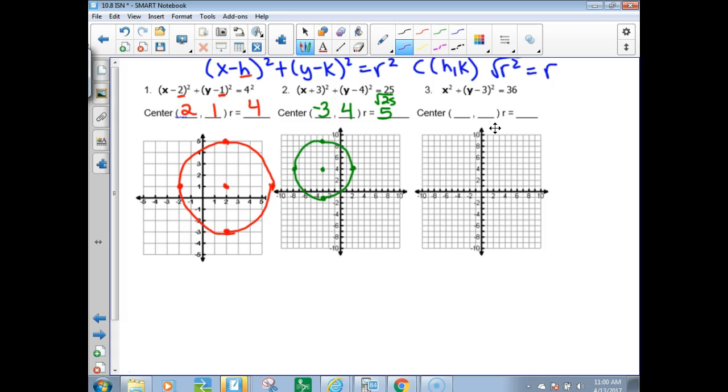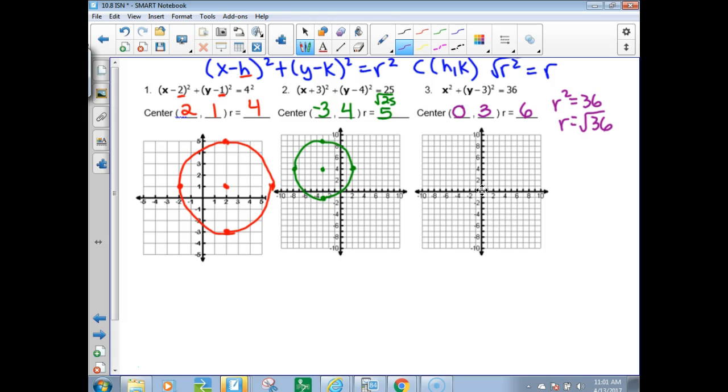Okay, so looking at 3, there's no h value in there. So if it's just x squared, then h is 0. And here it says y minus 3, and the formula says y minus k, so k is just the number where the 3 is, so it's 3. The radius squared is 36. To solve for that, you take the square root of 36 to get the radius is 6.